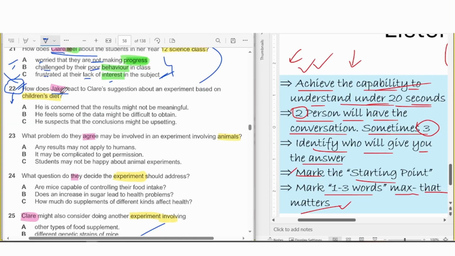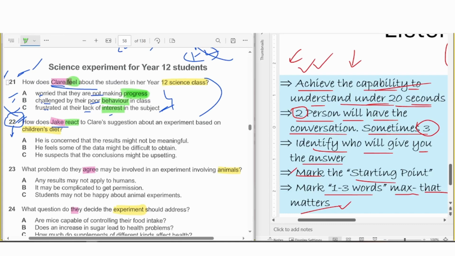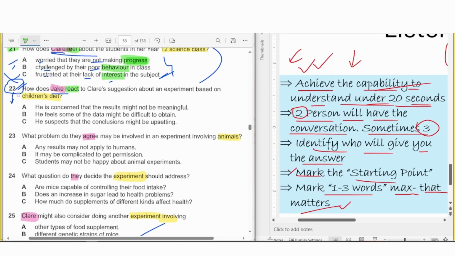How does Jake react to Clary's suggestion? Here in this question we are looking for a reaction from Jake. When answering 21, you are listening to Clary more carefully, but when answering 22, you are listening to Jake more carefully. How does Jake react to Clary's suggestion about an experiment based on children's diet? When you hear children's diet, you will start listening for that.